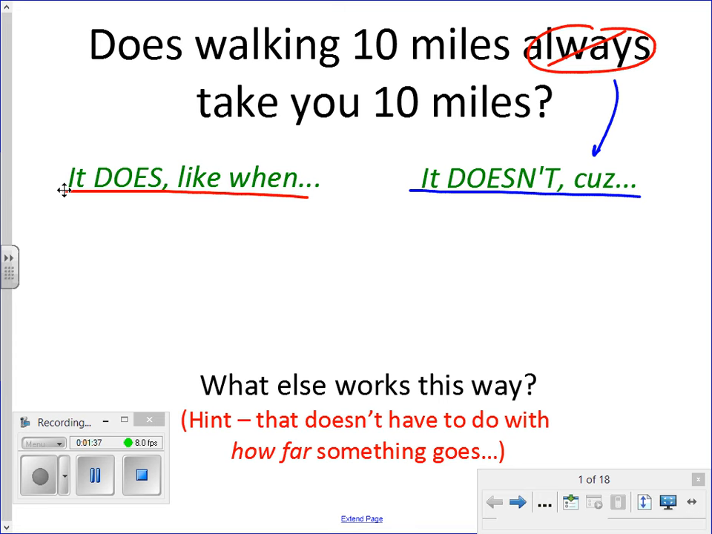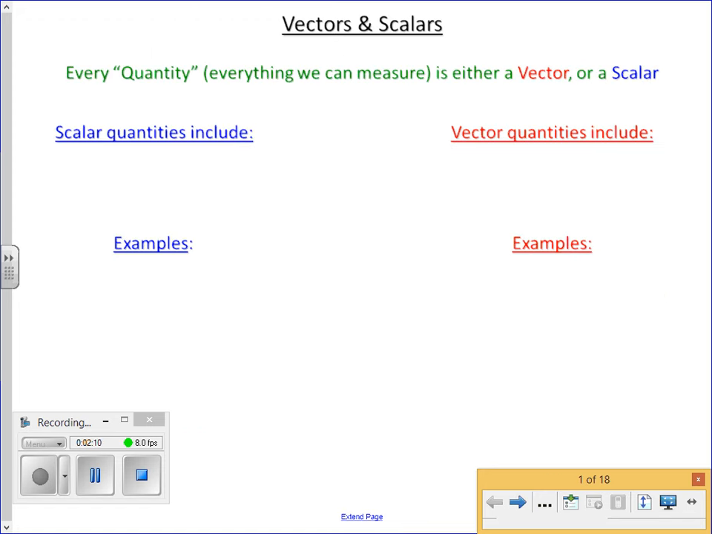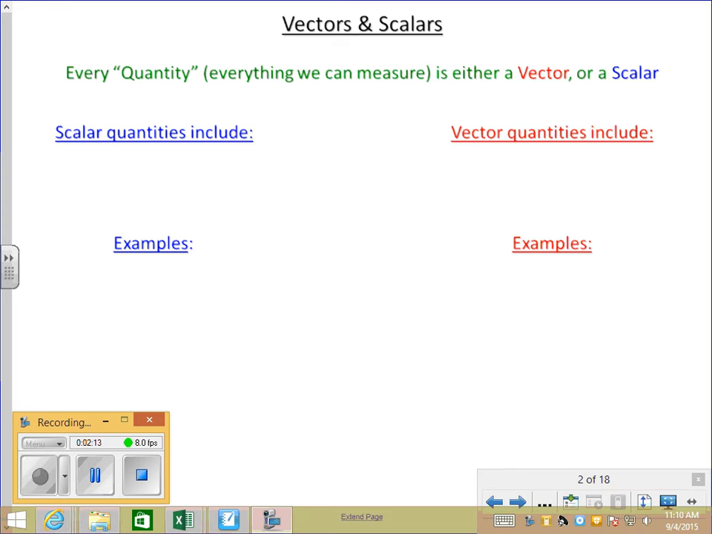Okay? Good start. And a bigger question for this whole unit and a lot of this year is, what else works this way? Especially if you're thinking about the case where walking 10 miles doesn't really take you 10 miles, what else works that way, and what's the common thread that we really have to take into account? That common thread is the difference between what we call a vector and a scalar.